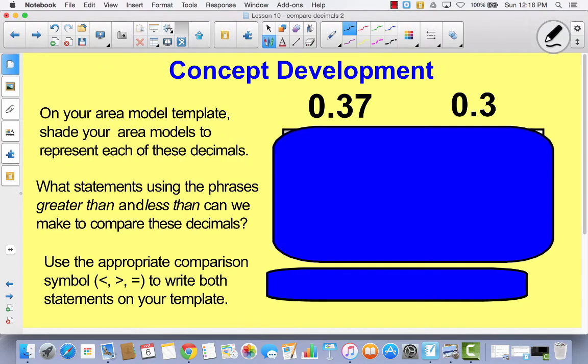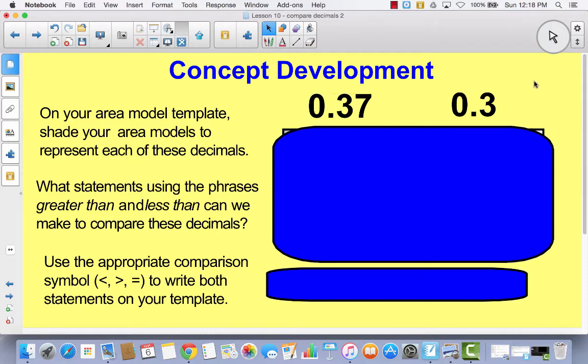All right, so this time we're going to shade in our area model 37 hundredths and 3 tenths. So I want you to go back to your template and I want you to shade 37 hundredths in your first area model and 3 tenths in your second area model. I want you to pause the video and come back when you are finished.